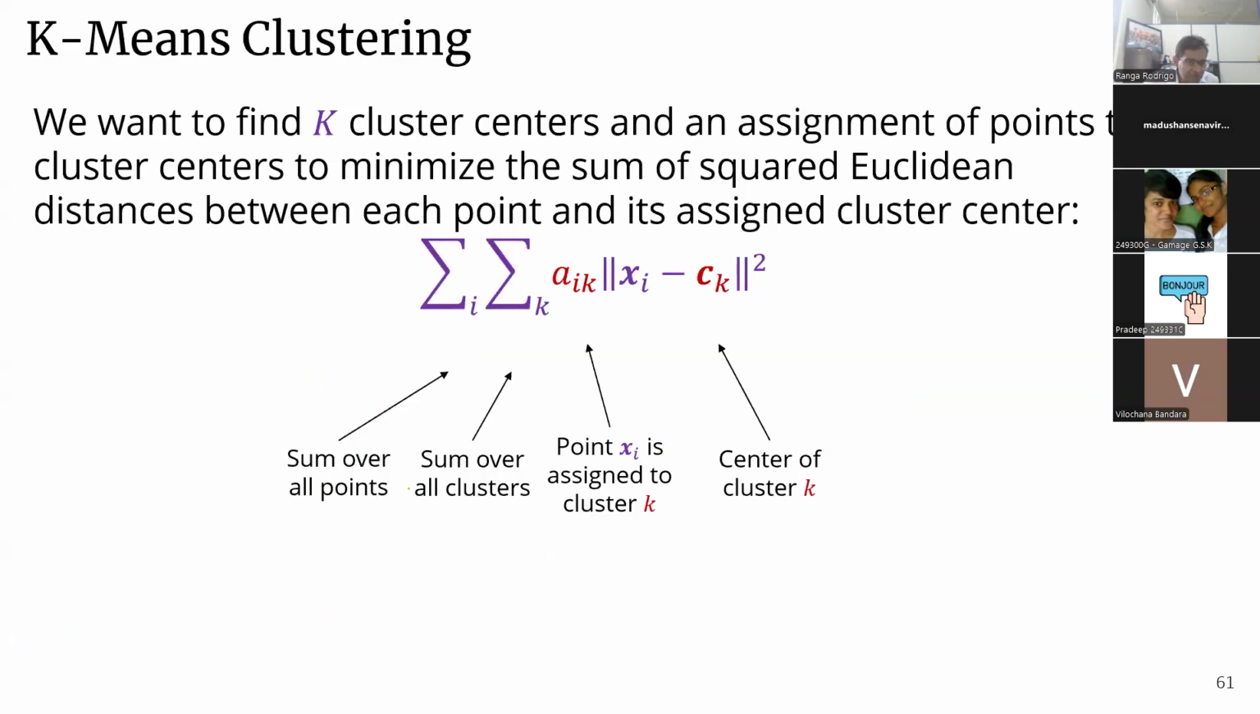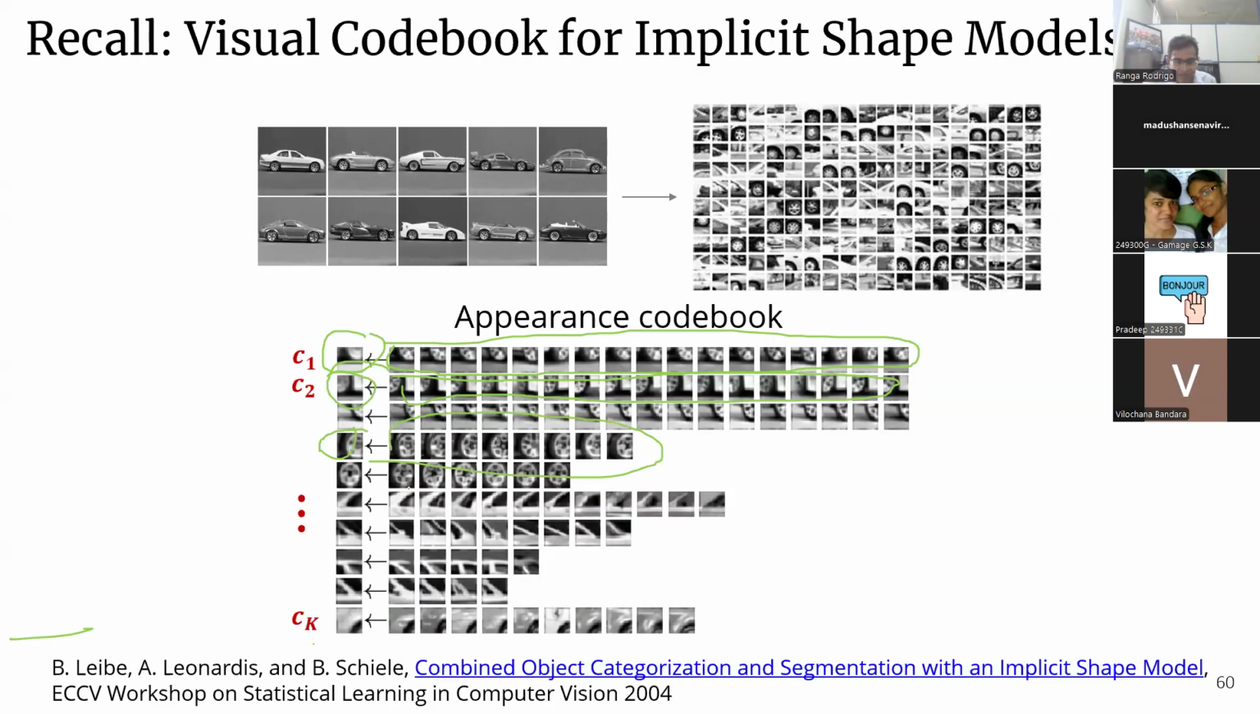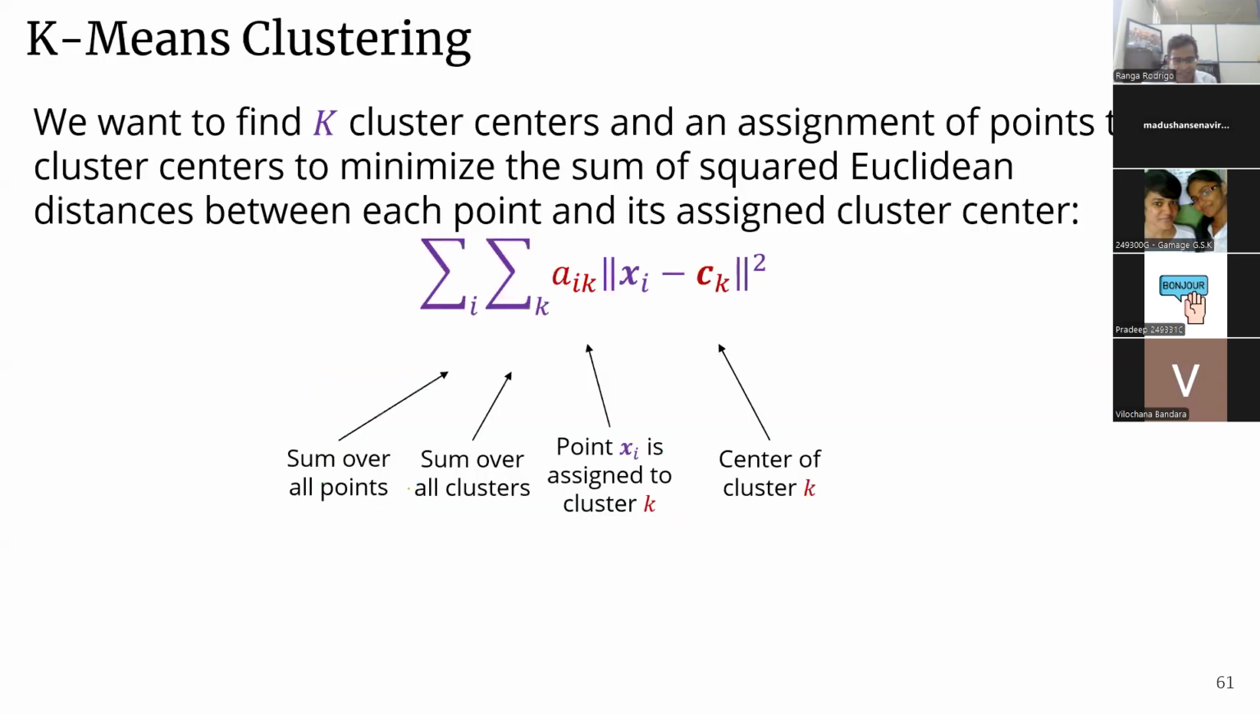Then you can do clustering. We want to find k cluster centers and assignment of points to cluster centers to minimize the sum of squared Euclidean distance between each point and its assigned cluster center. So these cluster centers are those code books that we have. Yeah. So that's the thing.